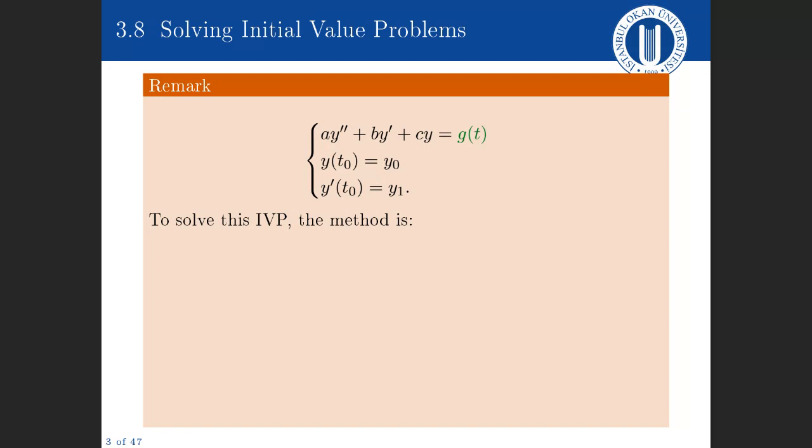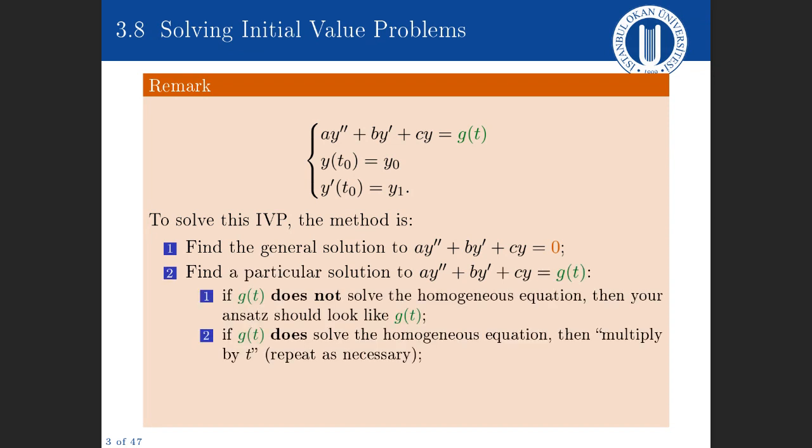Let me remind you that if we want to solve a problem like this, that's a linear second order non-homogeneous differential equation with constant coefficients and 2 initial conditions, the method is as follows. The first thing we want to do is find the general solution to the corresponding homogeneous equation. We also need to find a particular solution to the non-homogeneous equation.